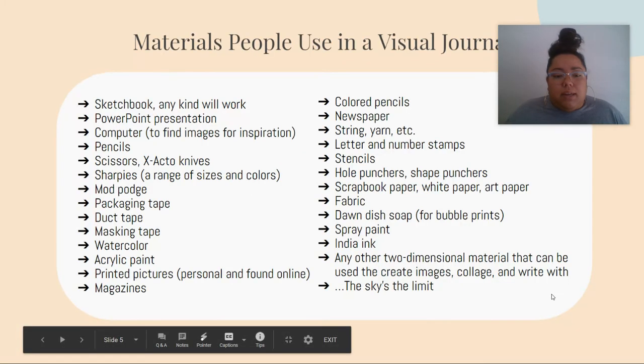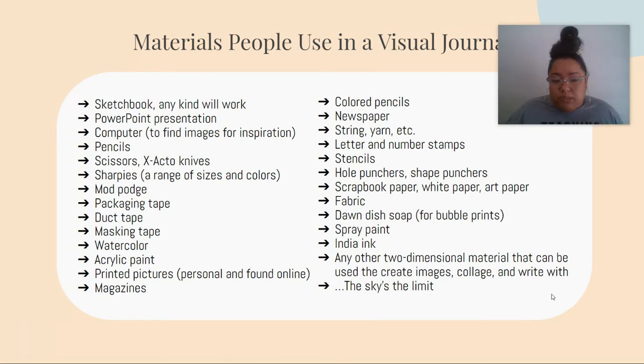The next slide. So these are some materials that people use in a visual journal. So, a sketchbook. This one that I have right here is just a regular notebook that I was originally going to use as a planner. But I ended up going with something different. You can see that I have a whole bunch of pages here that I didn't use. And then I ended up changing it so that my journaling now looks like this.